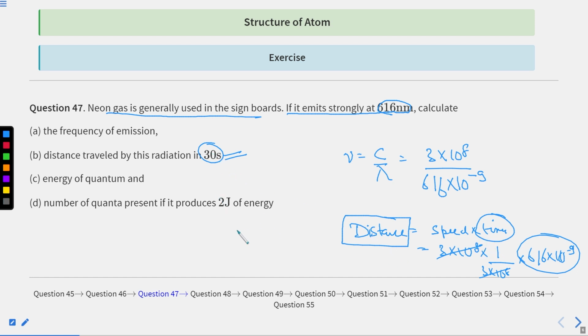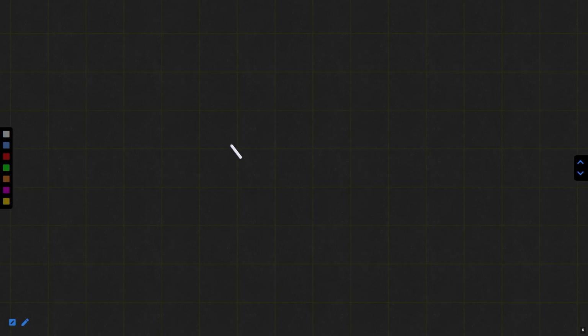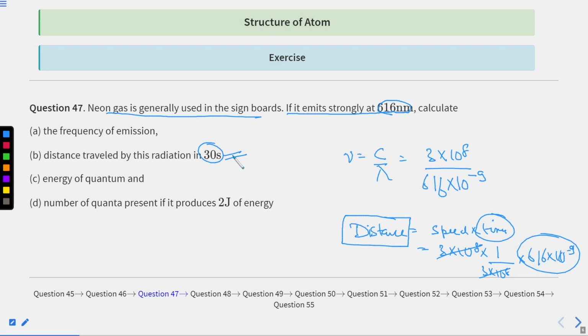So we can take this nu also. What is the definition of nu? According to the definition, it is the number of complete wavelengths in 1 second. So in 30 seconds, how many complete wavelengths will be there?